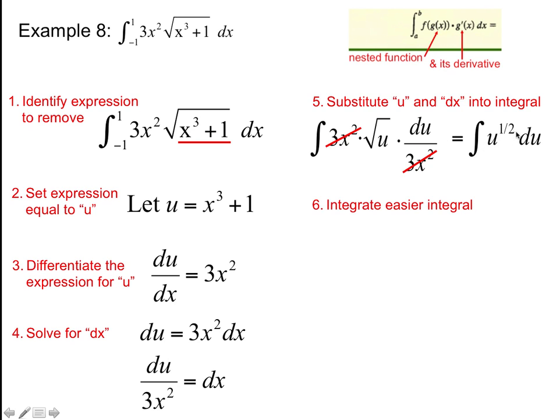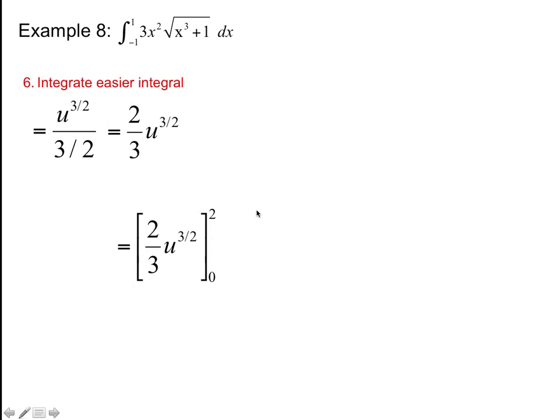And so as we integrate, we bump up this power by 1 to get u to the 3/2, and then we divide it by 3/2. Dividing by 3/2 is the same as multiplying by 2/3. So here is our integrated expression in terms of u. And so now we're going to come back and use this substitution to find our new upper and lower bounds so that we can evaluate the u expression instead of the x expression.